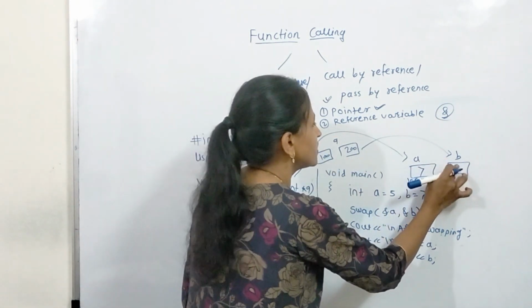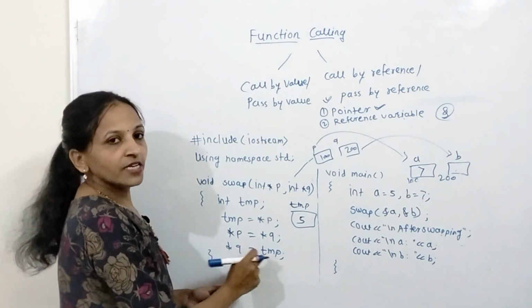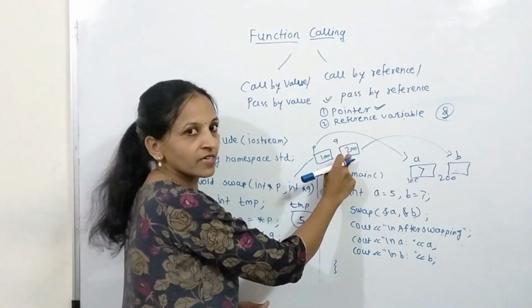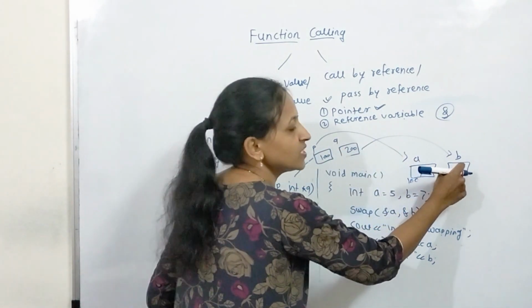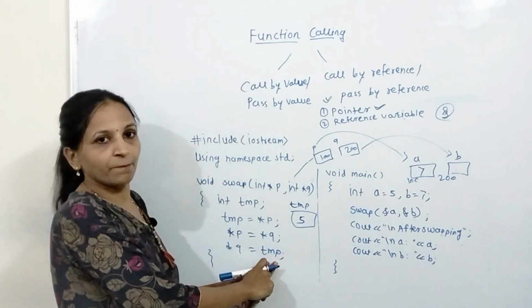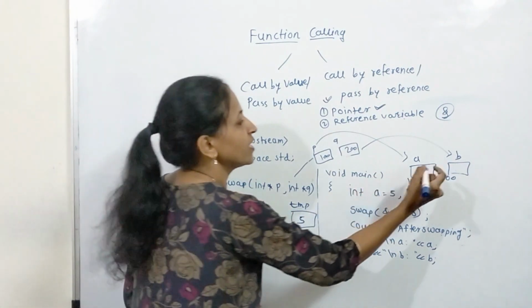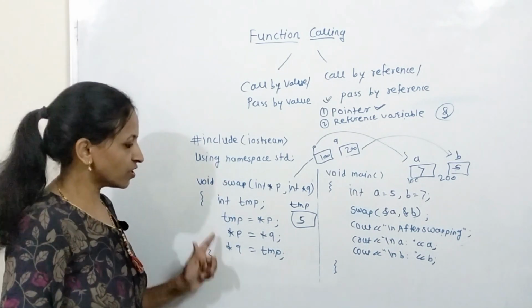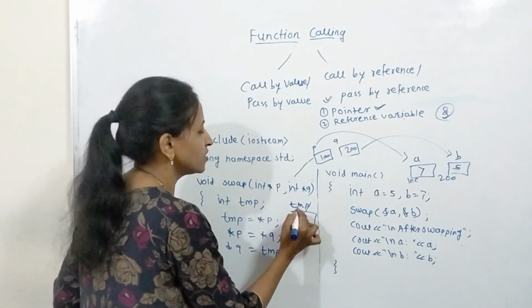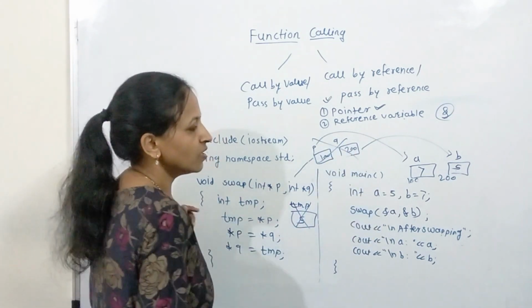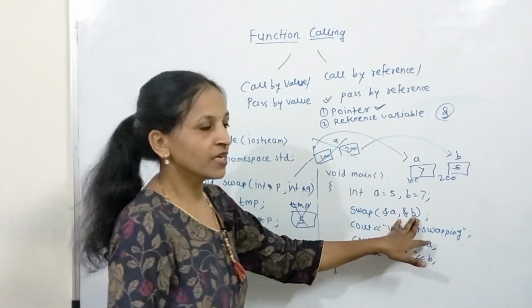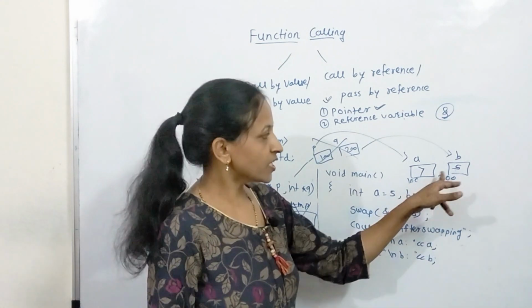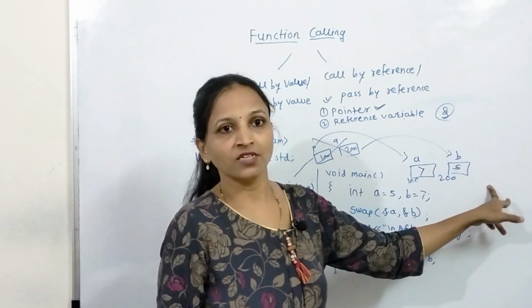And now again *q equal to temp. *q means q is having 200. Value at 200 means this one is equal to temp. Now temp is having 5, that will get stored here. After completion of this function execution, automatically this will get erased from memory. But now whenever we come back here, we will get changed or modified values.